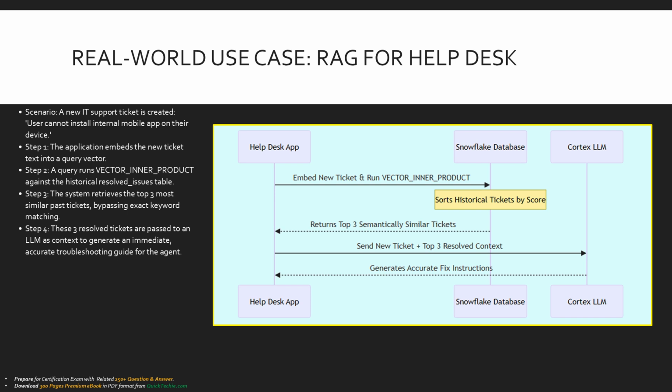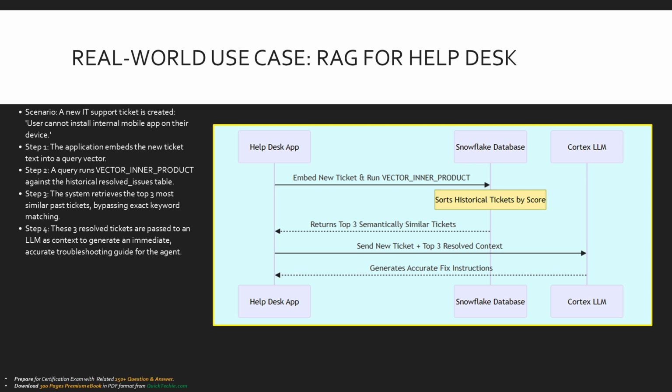In our architecture, the application instantly embeds this new ticket into a vector. We then execute a SQL query using vector inner product to compare this new vector against thousands of historical, resolved tickets in our database. Because we are measuring semantic similarity, the engine correctly identifies past tickets dealing with MDM profiles and smartphone glitches, scoring them highest. We extract the top 3 results and seamlessly pass them to a generative LLM as context. The LLM synthesizes these past solutions and presents the IT agent with an immediate, highly accurate troubleshooting guide.